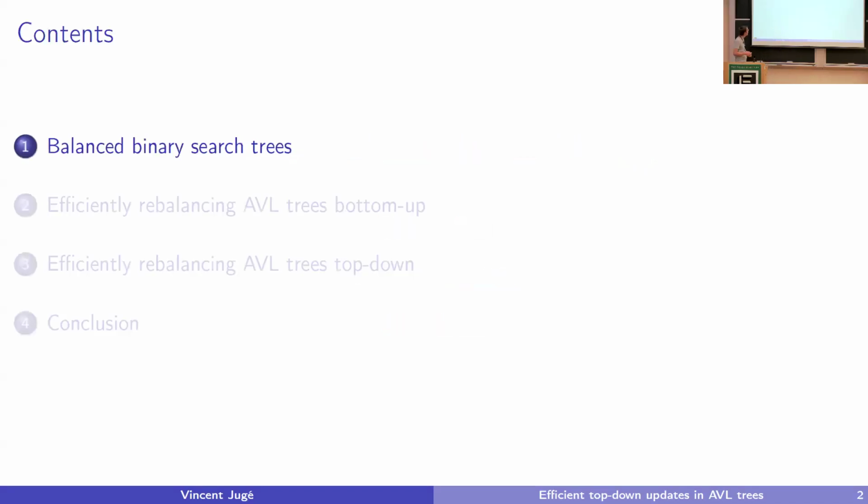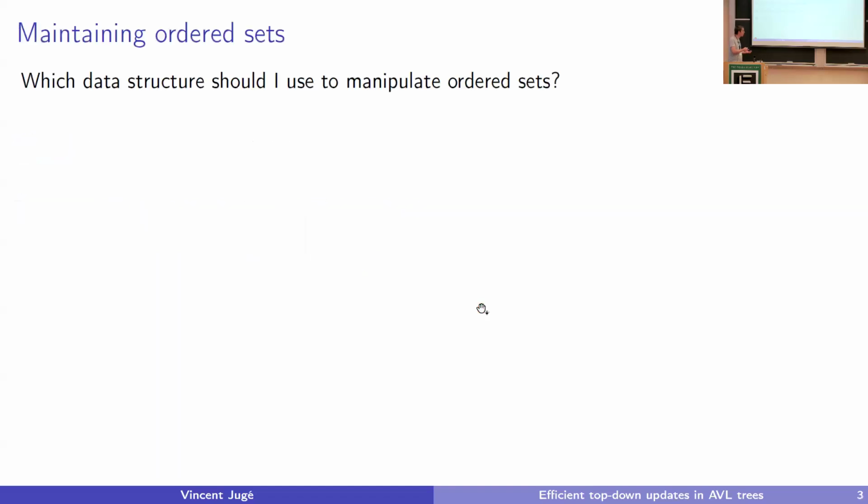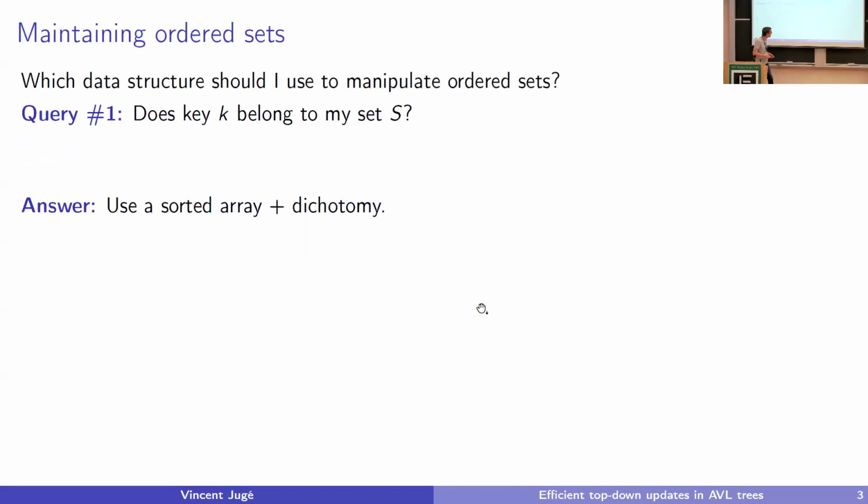So first I will present to you what we expect from balanced binary search trees, like what is the goal of what we will do during the presentation. Then we'll balance AVL trees efficiently bottom up, and afterwards top down, which is a bit harder. And finally, we'll conclude, so it's at the end with the conclusion.